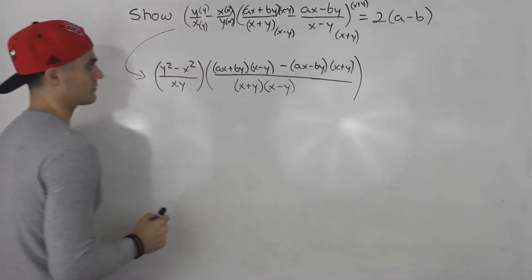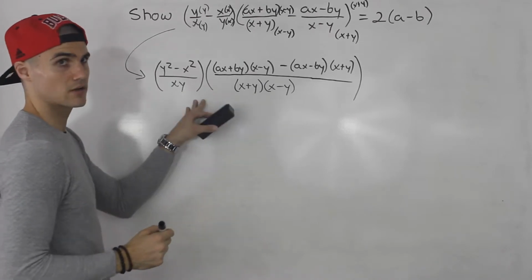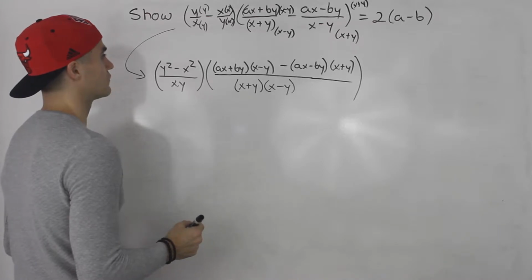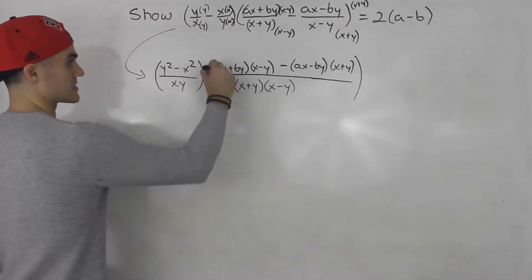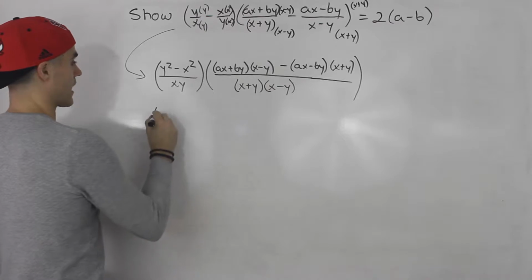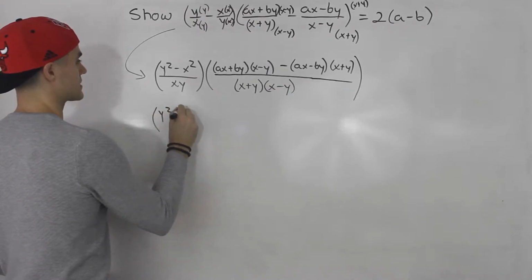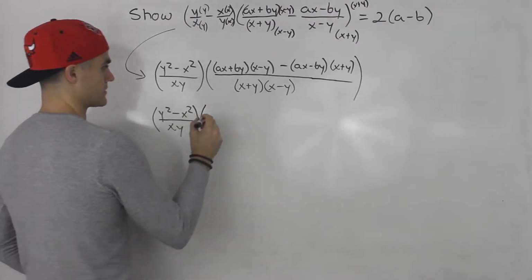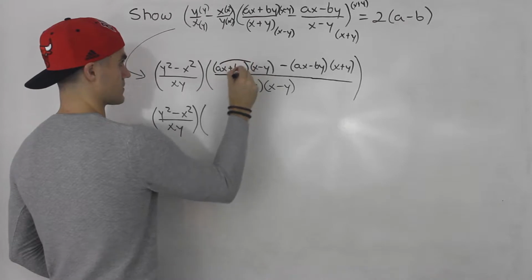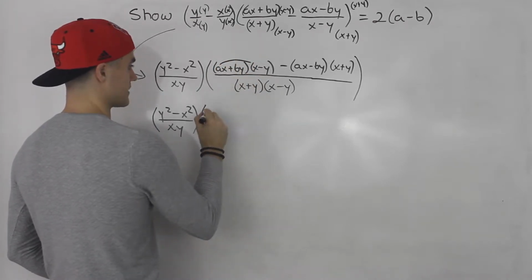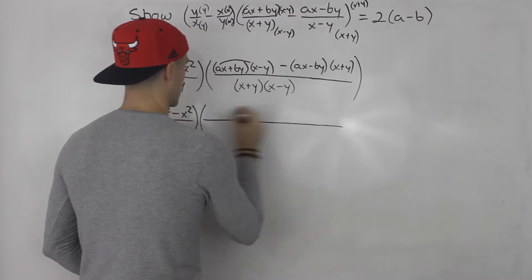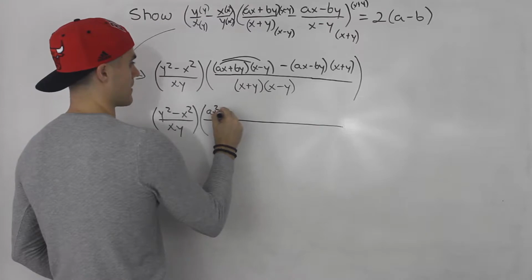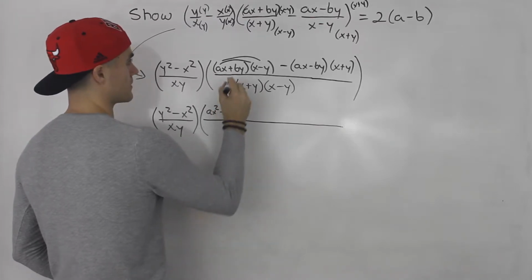So, okay, we have now two single fractions, but notice this numerator here, we can simplify a lot further. So let's expand everything, FOIL it out, and see what happens. So we got y squared minus x squared over xy. And then let's FOIL this out. This is going to be pretty annoying. So ax times x gives us ax squared. And then ax times negative y gives us minus axy.